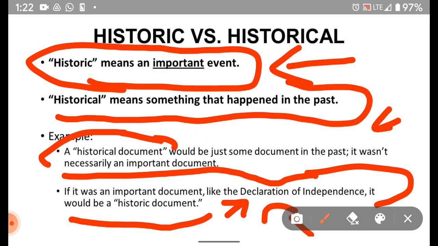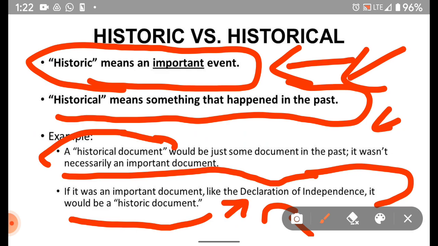it can also happen in the future. But historic is always an important event. Remember, it's always something important, like Magna Carta, Declaration of Independence. Whereas historical is something that has happened in the past, and it does not have to be a very important event, okay. If an event is in the past, then that is definitely a historical event.